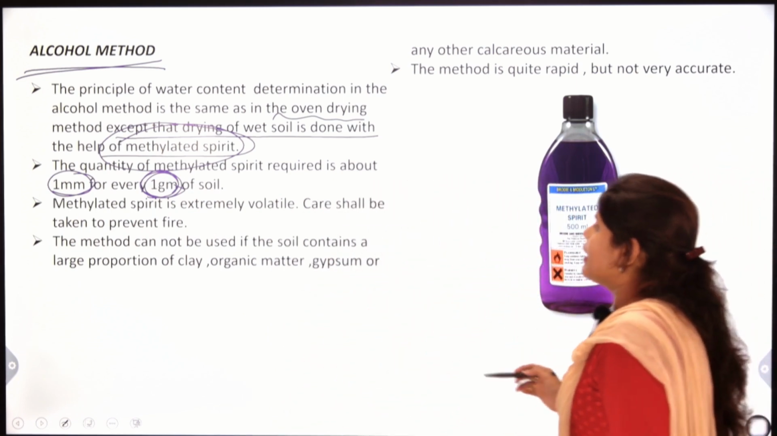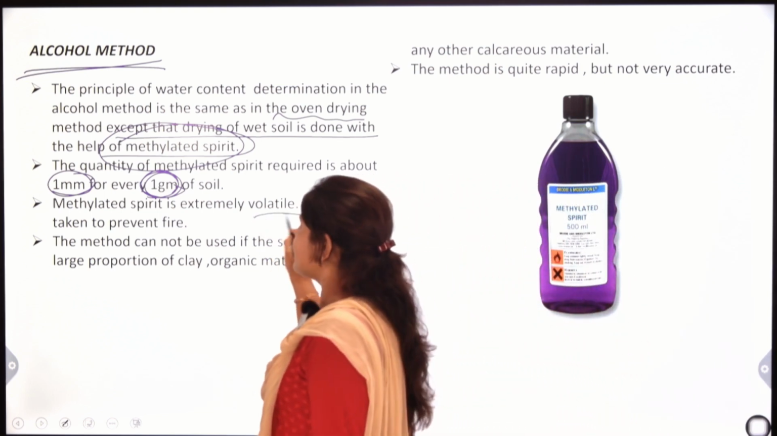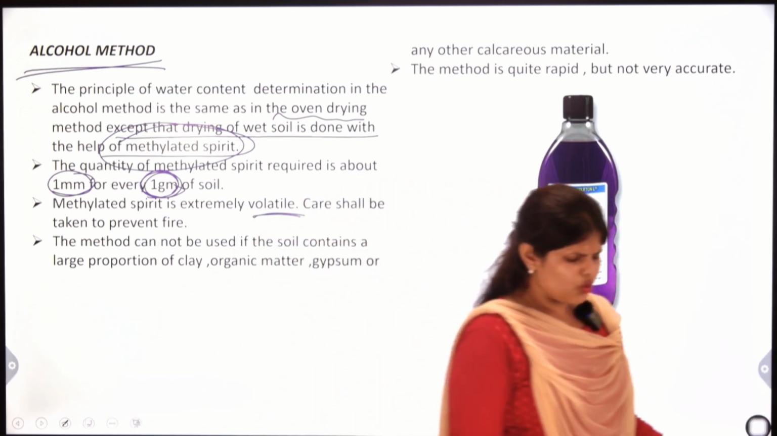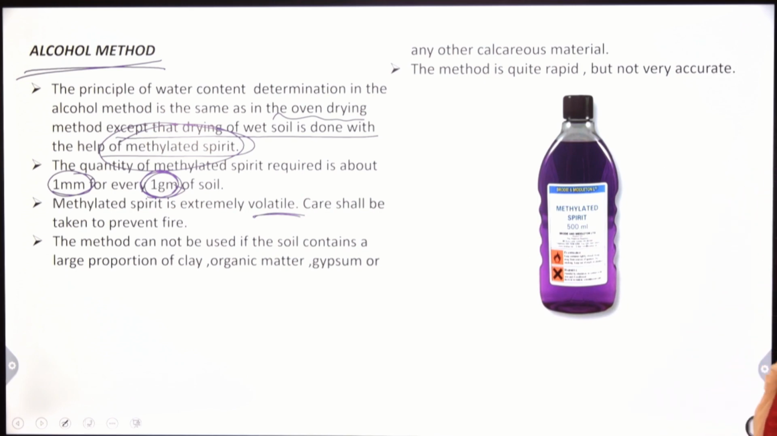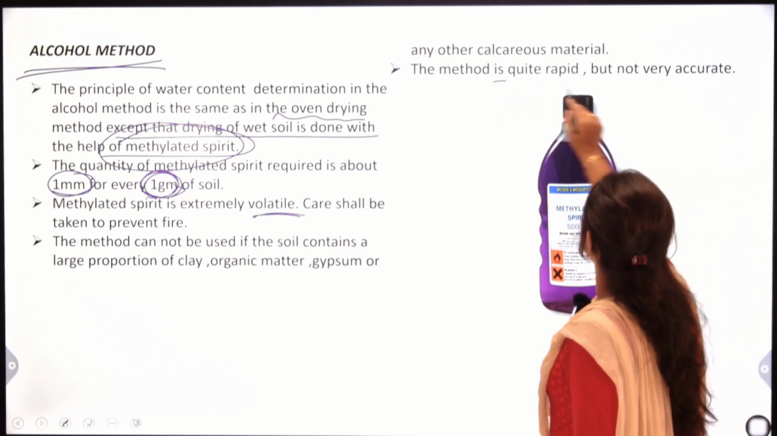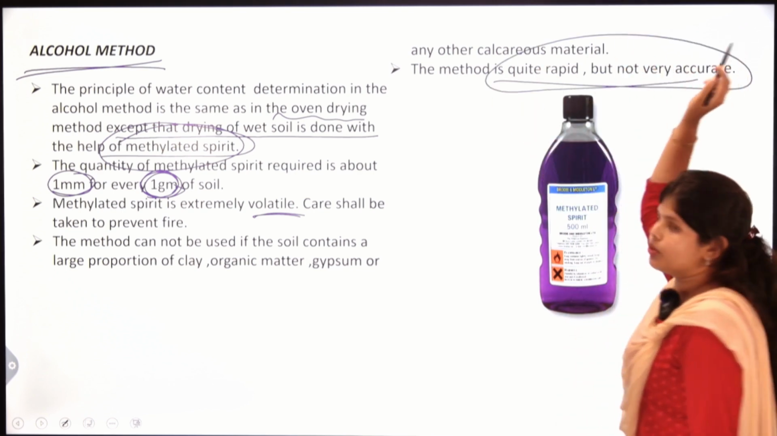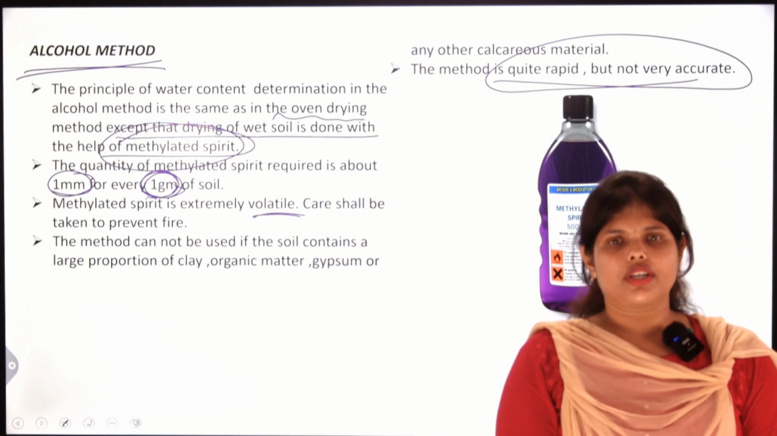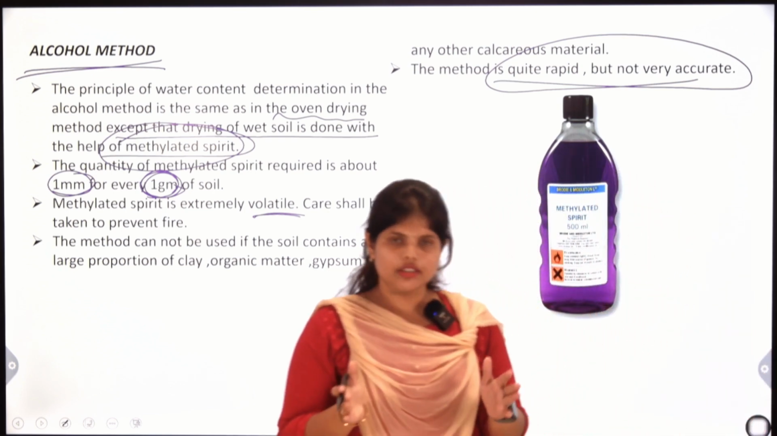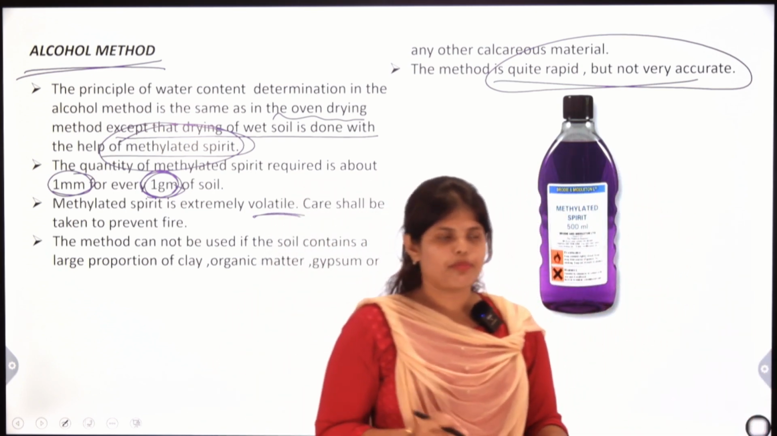It is very volatile in nature, so we need to prevent it from fire. The method is quite rapid but not very accurate as we use chemicals. We don't get the accurate value of moisture content.